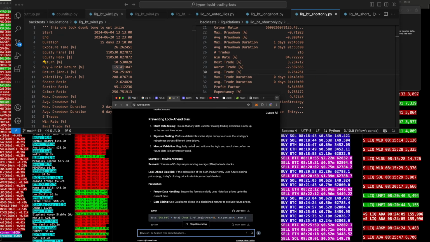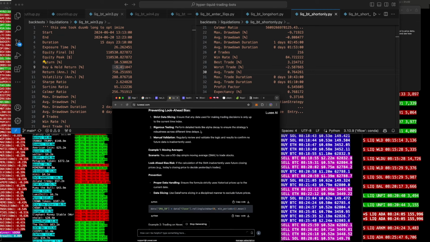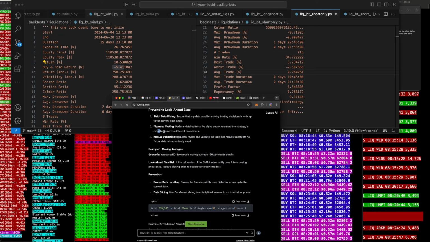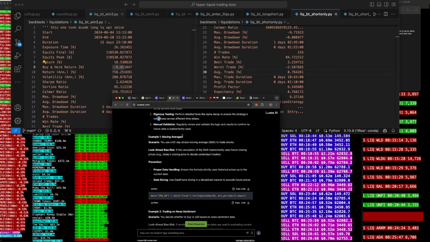Preventing look-ahead bias: strict data slicing, ensure that any data used for making trading decisions is only up to the current time index. Rigorous testing, perform detailed tests like alpha decay to ensure the strategy's robustness across different time delays. Manual validation, regularly review and validate the logic and results to confirm no future data is inadvertently used.